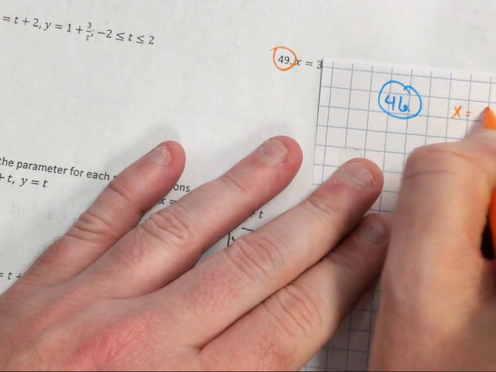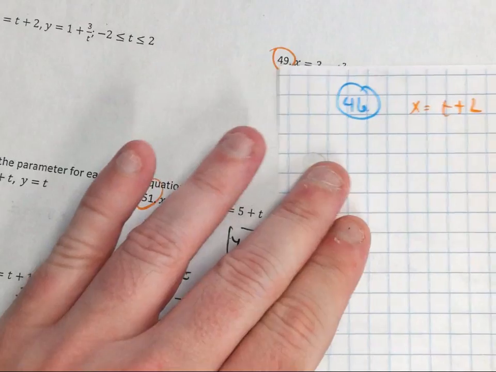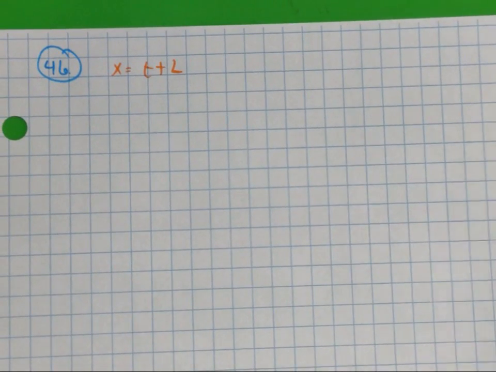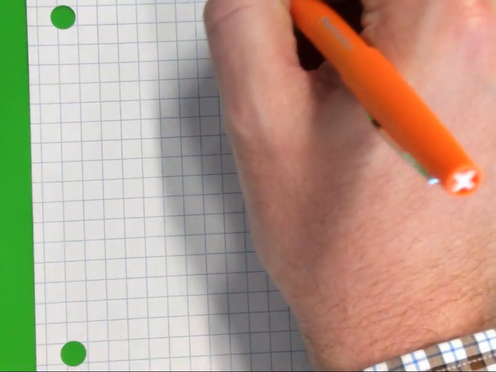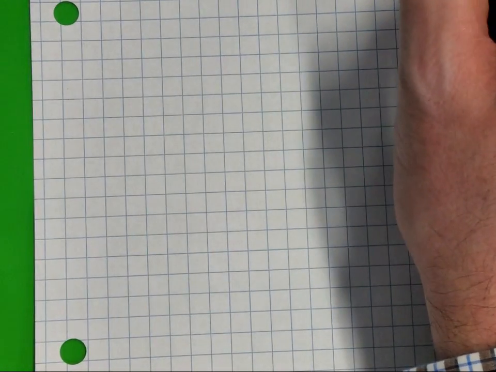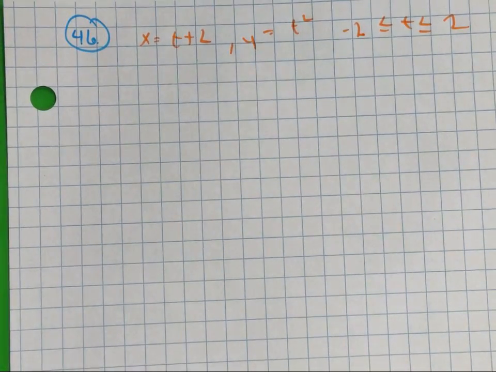We have x equals t plus 2, y equals t squared, negative 2 less than or equal to t less than or equal to 2. I know, thank you. You're going to be my police that monitor that, okay?